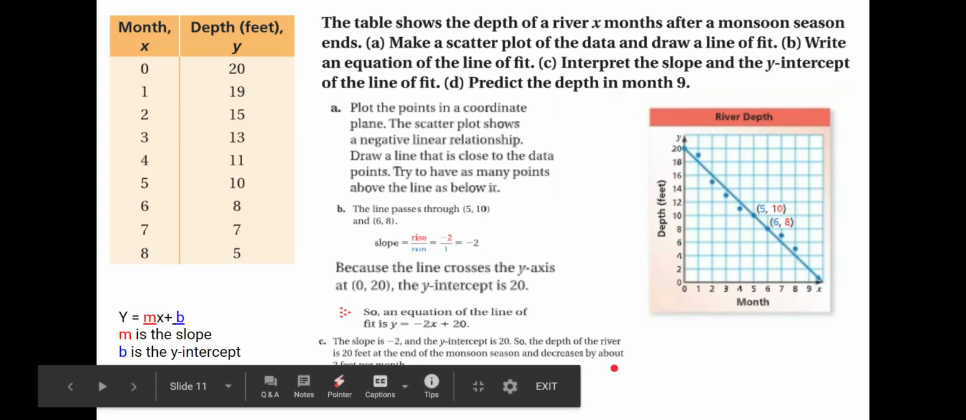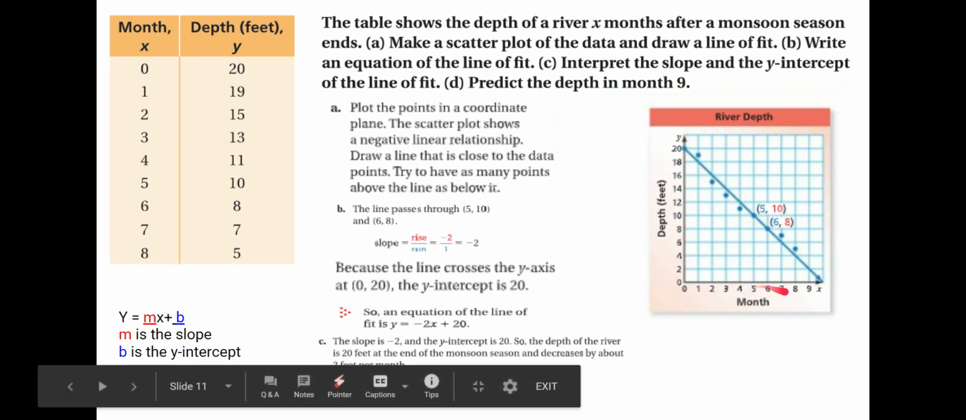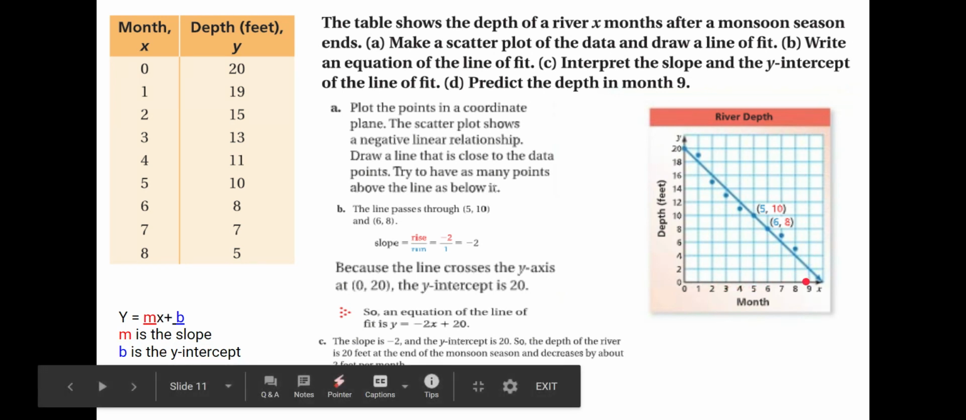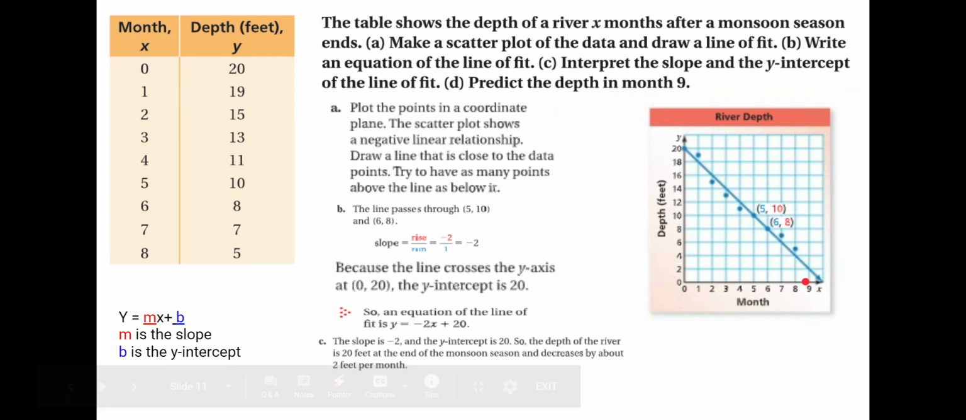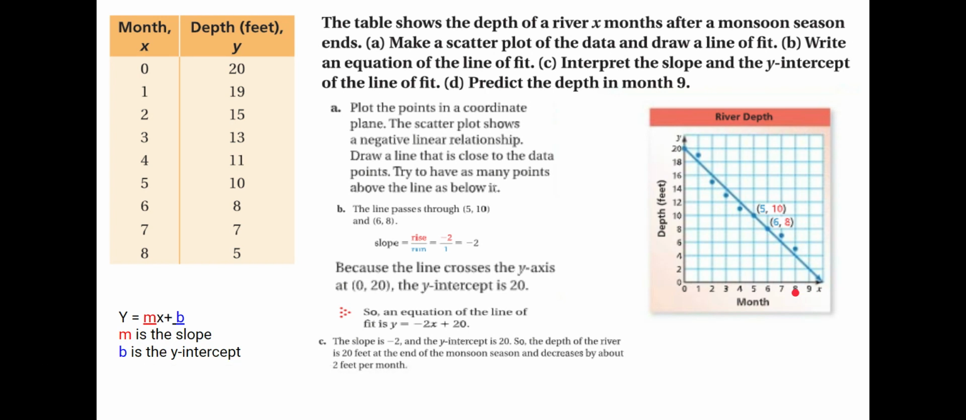To answer D, predict the depth in month 9. For this graph in particular, it tells me month 9 is right there on the graph, and it meets right on the line at 2 feet. So the depth is 2 feet in 9 months. The reason why we write the equation is because sometimes you won't find those numbers on the graphs. You use the equation to find the depth for the number of months.